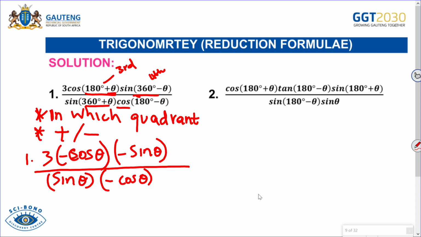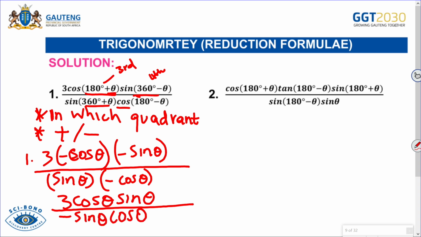So from there, we need to multiply out our signs. Negative times negative, I'll get positive. You don't have to write the positive. Negative times negative gives positive 3 cos theta and sine theta, all over sine theta times negative cos theta, which gives negative sine theta times cos theta. So your sine theta and sine theta cancel, your cos theta and cos theta cancel, and therefore your answer is going to be negative 3. Okay?